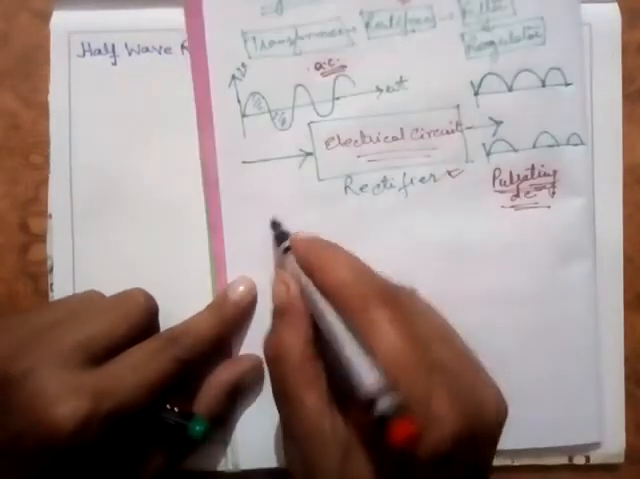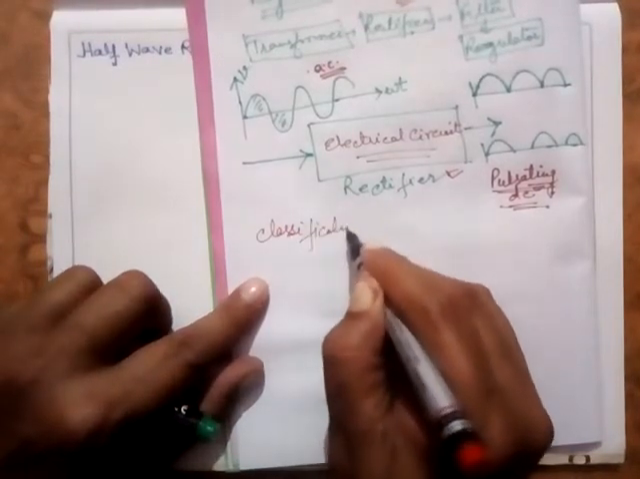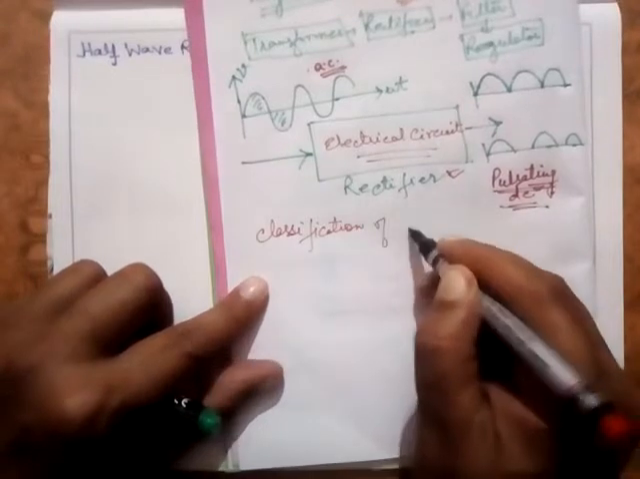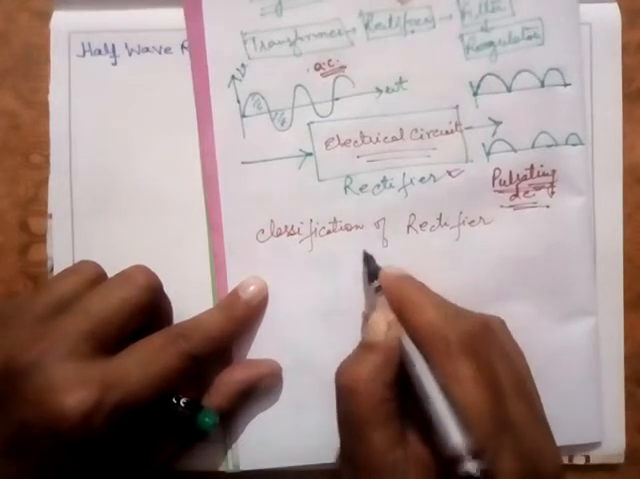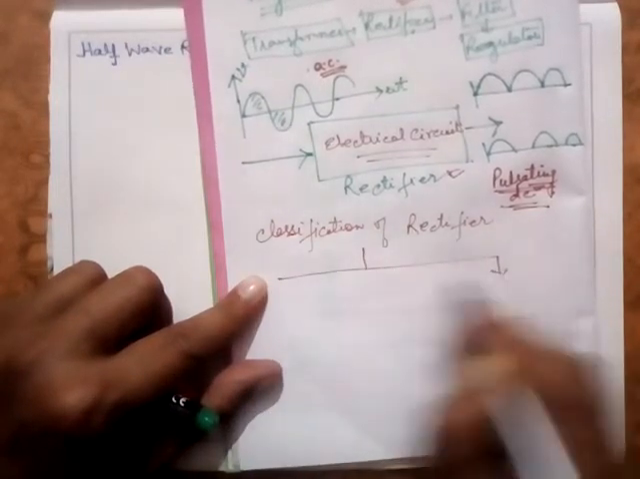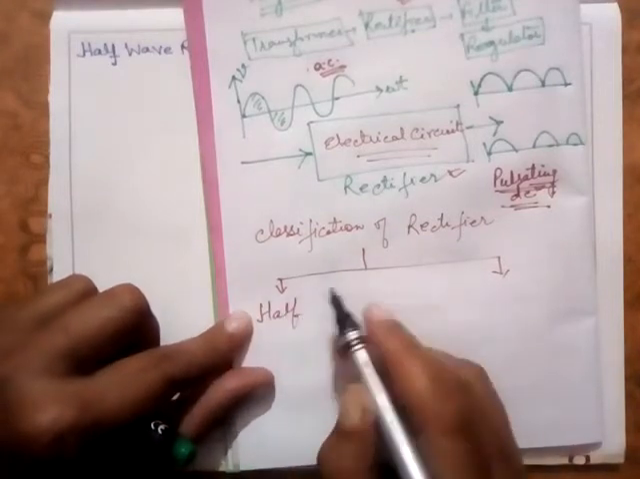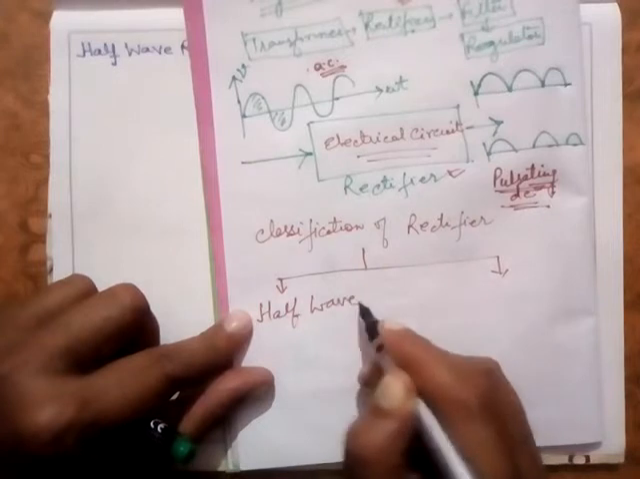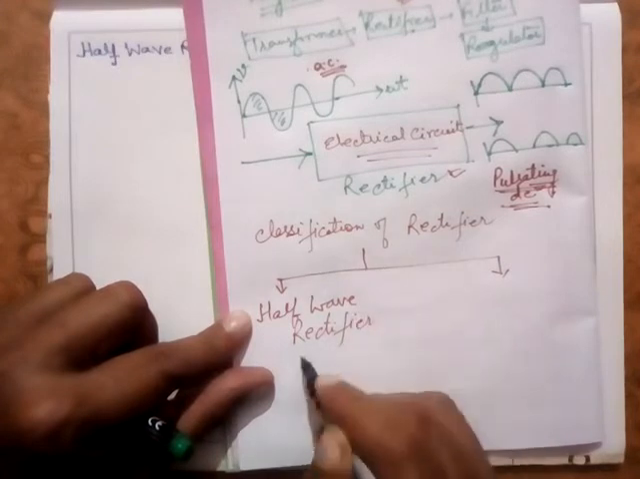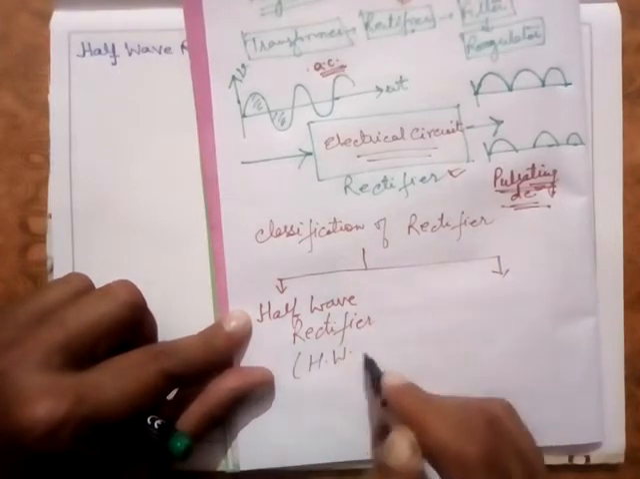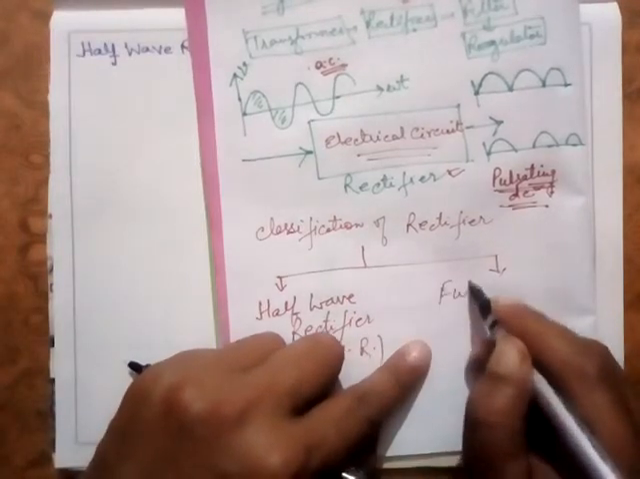Now, as far as the classification of rectifiers is concerned, the rectifiers are classified into two categories. One is called a half wave rectifier. In short, I'll call it HWR during my discussion. The other is called a full wave rectifier.